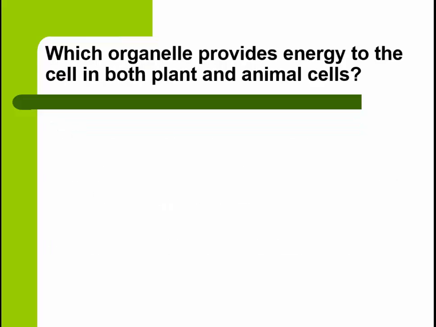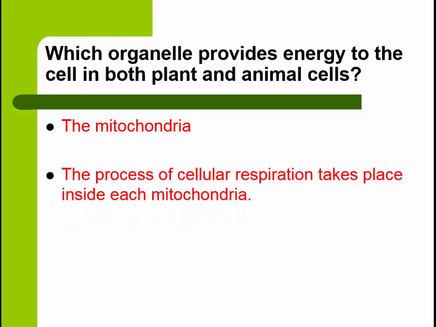So which organelle provides energy to the cell in both plant and animal cells? Remember, that is the mitochondria. That's what they both have in common. So the process of cellular respiration takes place inside each of the mitochondria, and that is true for both plant and animal cells.